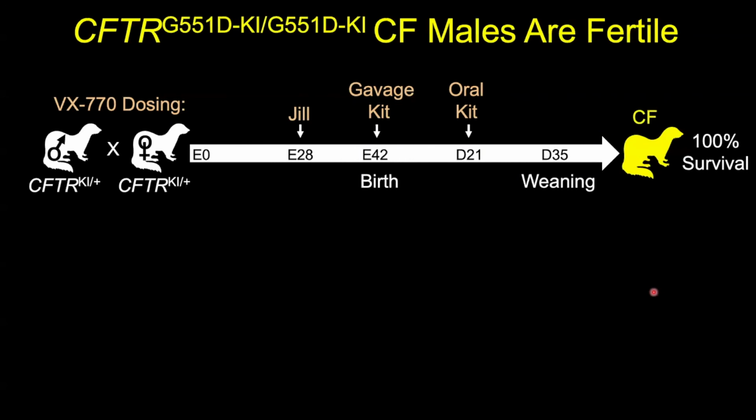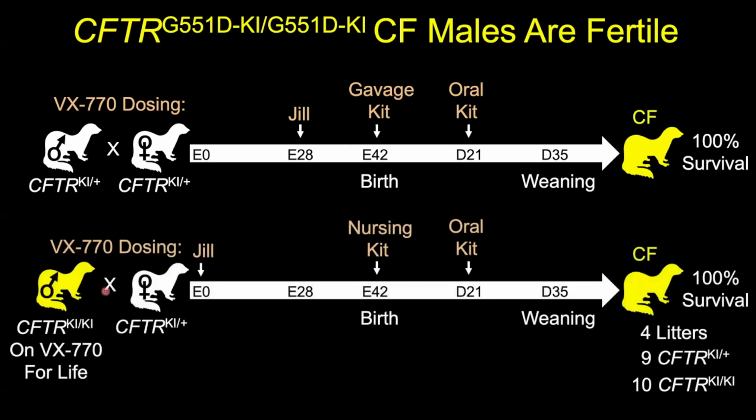So we have made some advances in rearing G551D animals that I think are relevant to others' use of this particular model. Historically, we had bred heterozygote animals, put the jills on VX770 at E28 to prevent meconium ileus. They're born at E42, and then we gavage these animals at day 21, or orally feed these animals at day 21, and could get 100% survival.